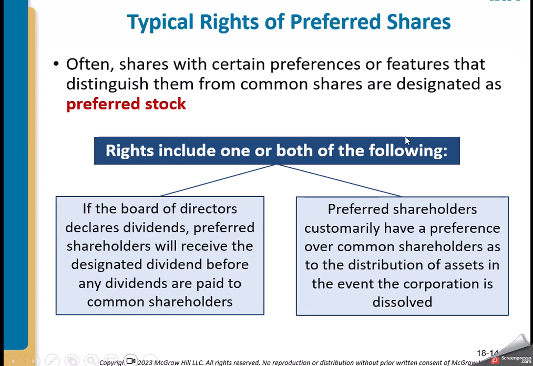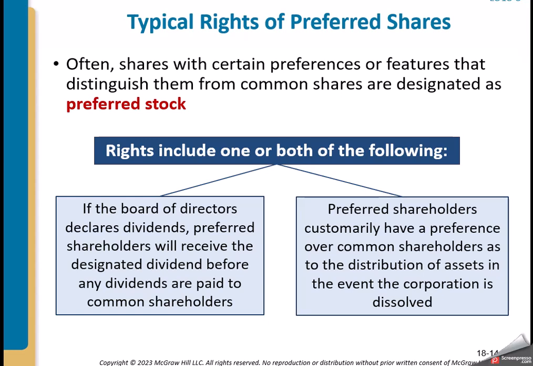Preferred stock is an option. So all companies that are corporations have to have common stock. Again, either private or public. It's just a question of who owns that common stock. But the preferred stock is optional. It's another way for companies to raise money, but they don't have to do it.